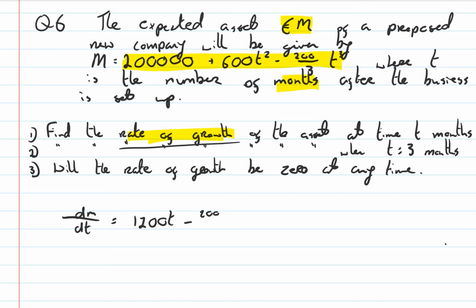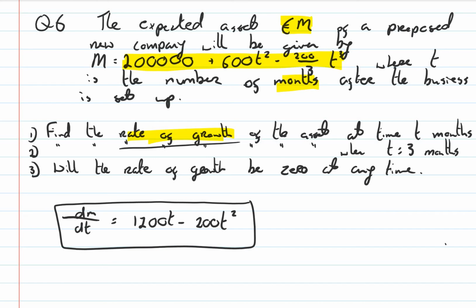minus 200 over 3 t squared, and remember we had the 3 in front, so 3 here and 3 here can cancel each other out, so it's just 200t squared. And they want to find the rate of growth at t months. So when they say at t months, they don't give us a number, we just leave t in there. So there's our function for rate of growth in terms of t.